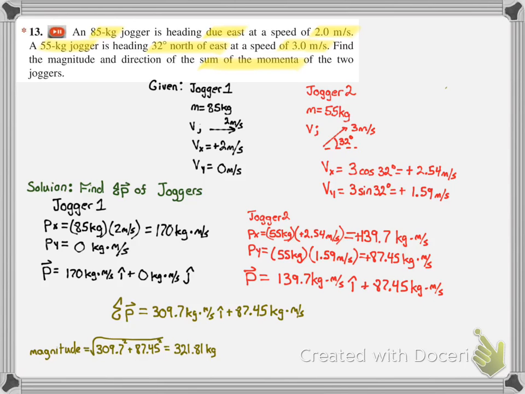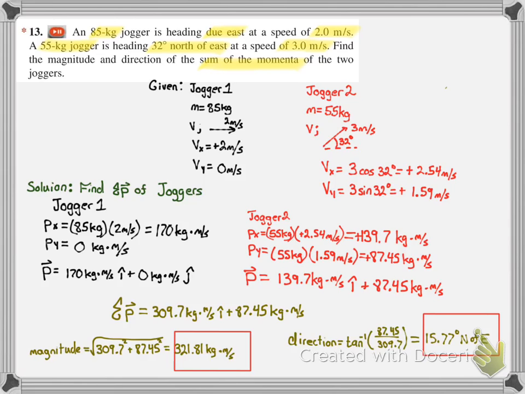To find our direction, we probably want to use the inverse tangent. We know the x component is positive, and the y component is positive, which means the momentum is going to point north of east. We can use our inverse tangent of the y over the x to find the direction, which is 15.77 degrees north of east. So those are our two components of our answer.